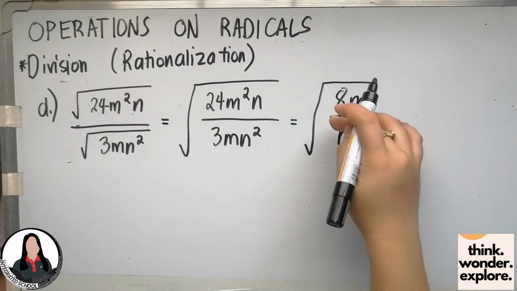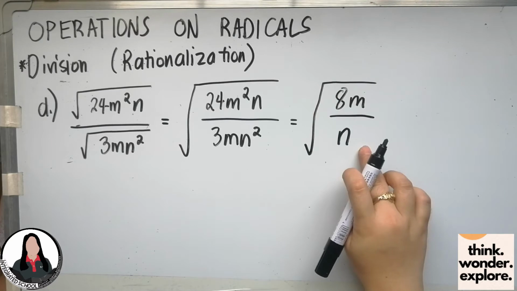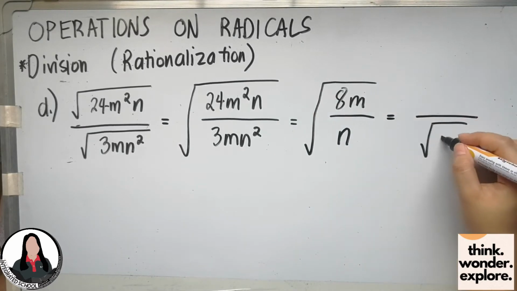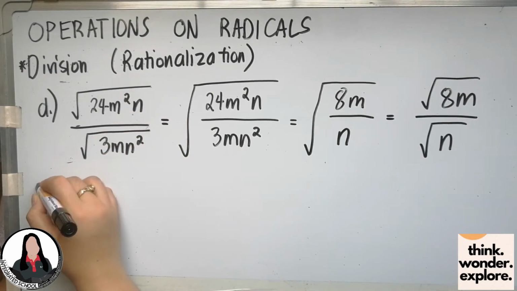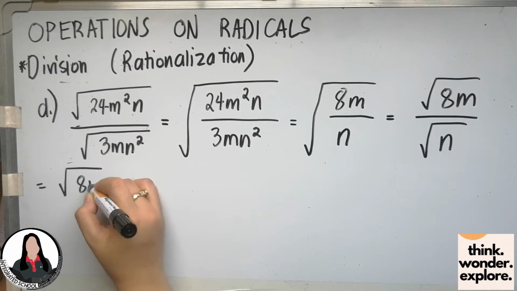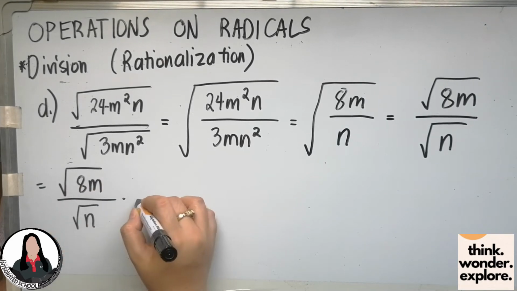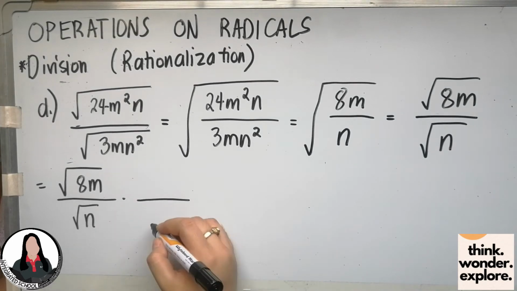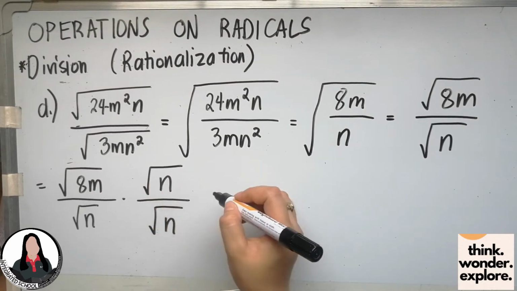Now, kapag i-distribute natin ang ating square root sa numerator at denominator, we will have a denominator that contains a radical expression. At kapag ganito, we will use the rationalization. So, we have the square root of 8m all over the square root of n. For us to remove the radical expression sa denominator, we will multiply square root of n by square root of n, and then ganun din ang gagawin natin sa numerator.